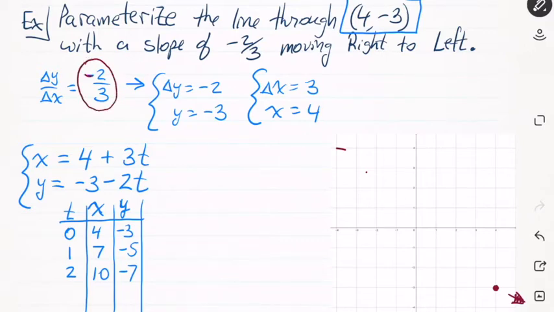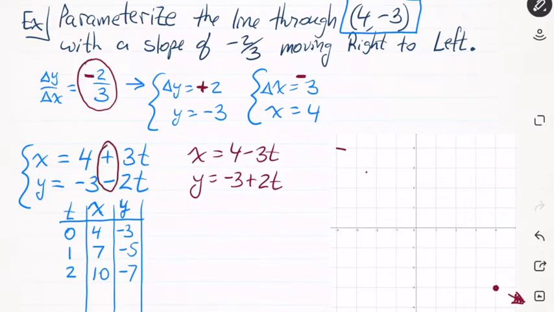I associated the negative with the top, but you don't have to. The negative could also go to the bottom. So if I change the change in y to be +2 and my change in x to be -3, then my other parameterization would be x is equal to 4 minus 3t, and y is equal to -3 plus 2t. Just changing the signs from positive negative to negative positive.